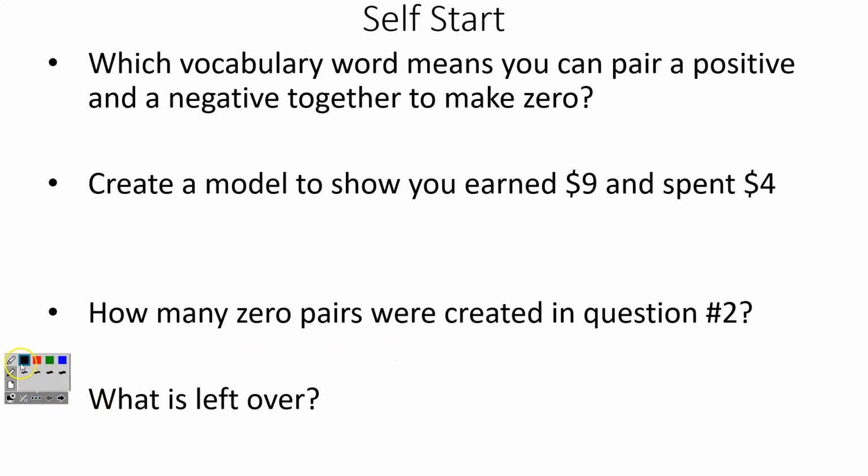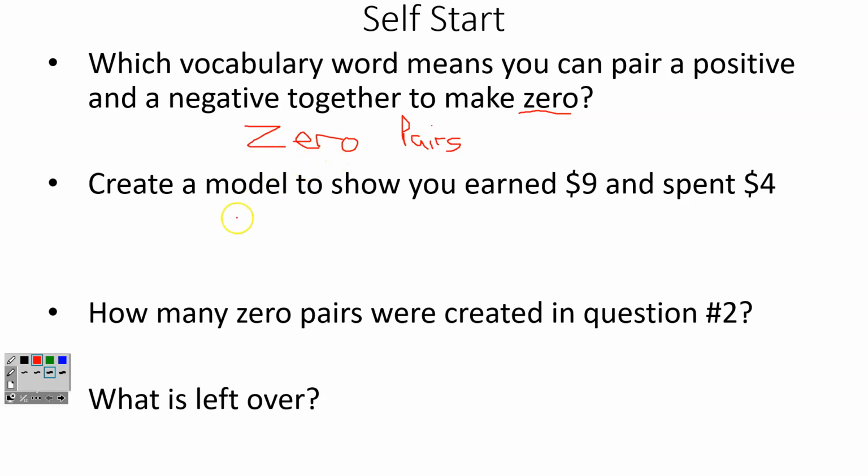Okay, so to check your work for today's self-start, I'm going to use red. Which vocabulary word means you can pair a positive and a negative together to make zero? The key word here is zero. So the vocabulary word that we're looking for is, I know it's kind of sloppy, but I'm using a mouse, zero pairs. So a zero pair means you can take a positive, pair it with a negative, and they basically just cancel each other out to make zero.